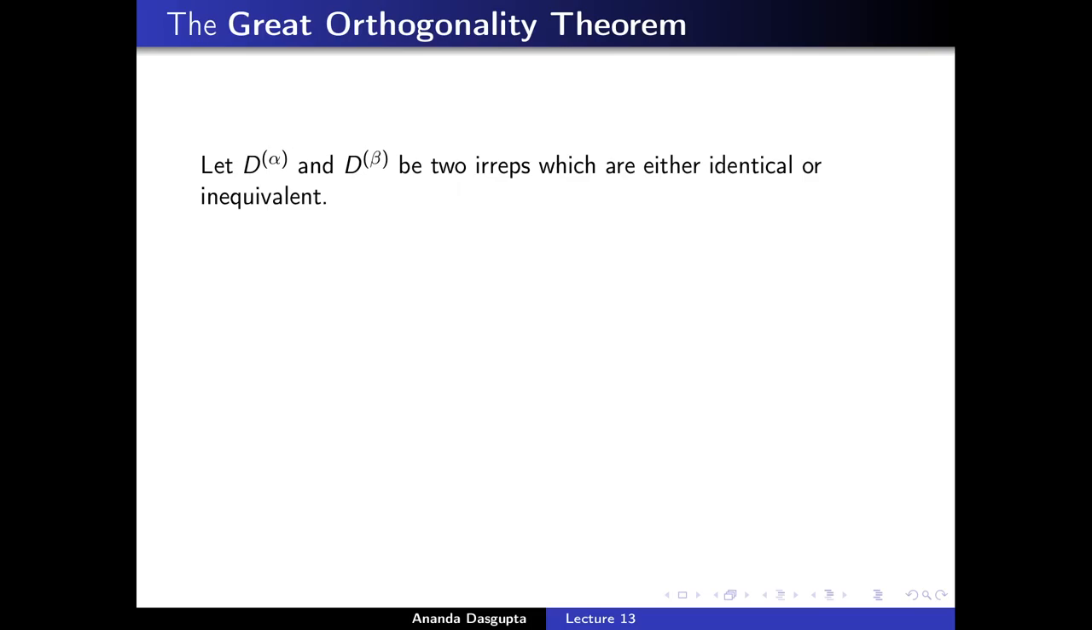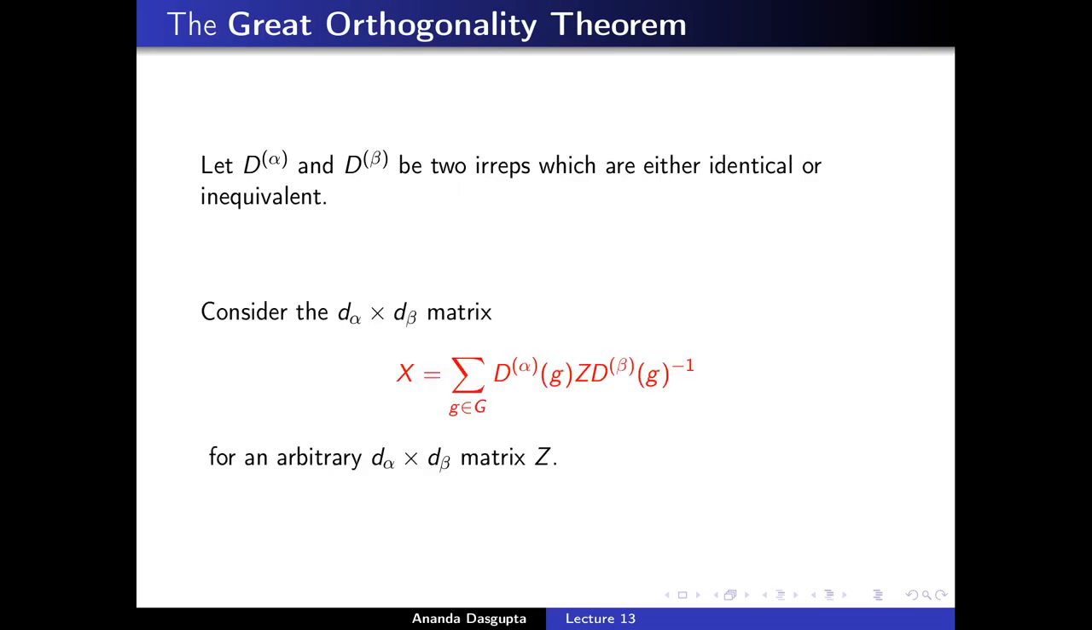Now we will consider a special combination of these matrices of the following form. This matrix X is a small d alpha by small d beta matrix, and in defining this, what we have used is an arbitrary matrix Z which has just the correct dimensions for this sum on the right hand side of the definition to make sense. Well, the sum will come later. The size for the matrix Z, that is d alpha by d beta, is necessary for each one of the summands to make sense. And the summands are D alpha(g) Z D beta(g inverse). So one term for every group element, and you sum up over the entire group.